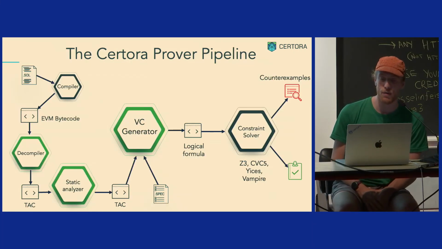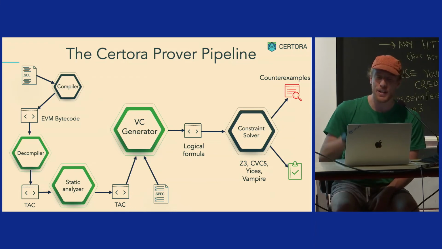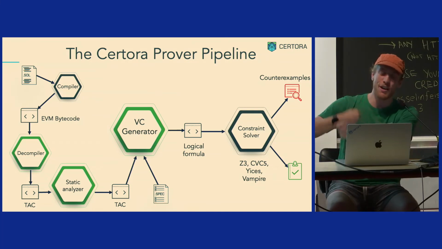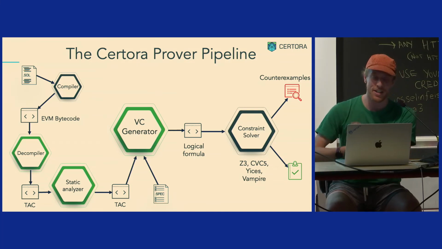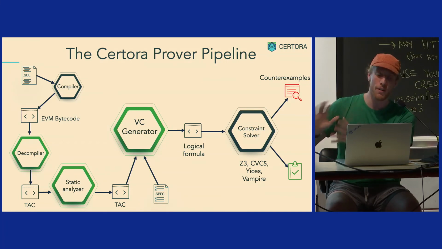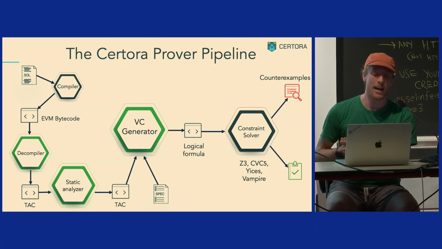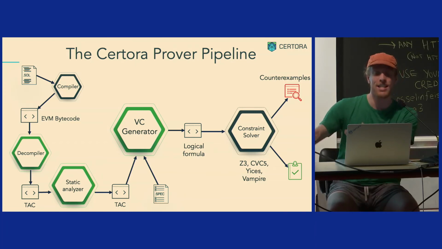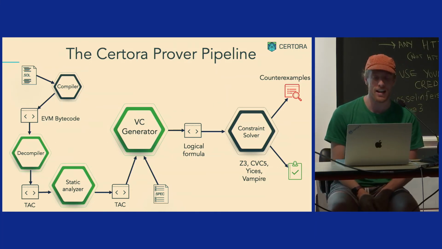So just as an overview, again, the pipeline has a few steps. We take the Solidity file, we get the EVM bytecode out of it, we turn it into our own language, we do a bunch of clever optimizations around it, use this classic verification condition generation, and send it off to the solvers that we have to then tell us what they think, whether they can prove the program correct or they can find a counterexample.